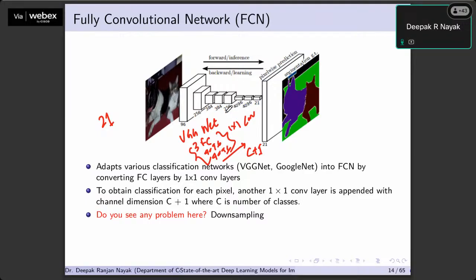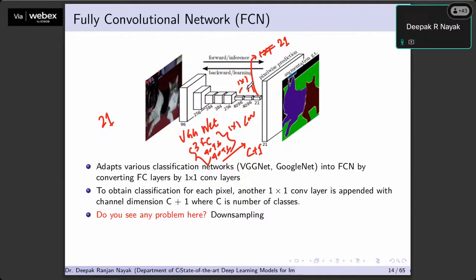So they replaced all these layers with 1x1 convolutional layers, and the last layer now contains 21 channels. That means the final dimension of the last one is 21, because there are 21 classes, and your goal is to classify each and every pixel of the image into one of these 21 categories. But there is a problem here. Can you see some problem over here?